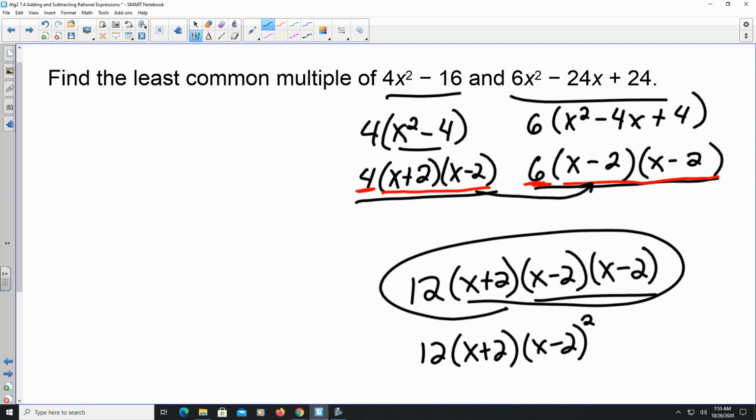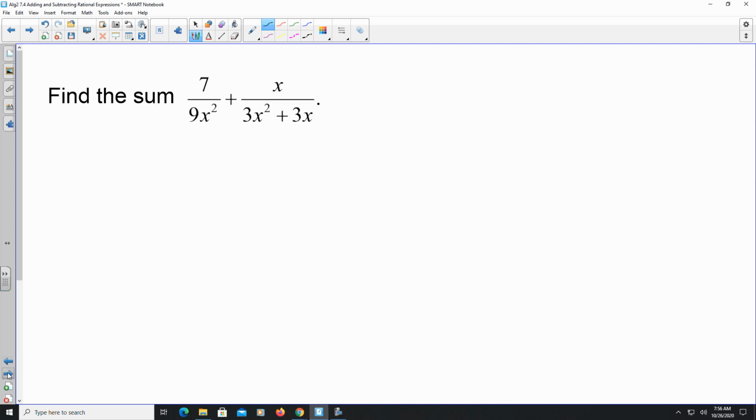Okay, so how is this useful when we are looking at adding and subtracting rational expressions? Well, here's how we look at it in those types of problems. If you look at this example, we have uncommon denominators. I have 9x squared and I have 3x squared plus 3x. They're not the same. So the only way that we can combine things is if they are the same. So we have to find that LCD.